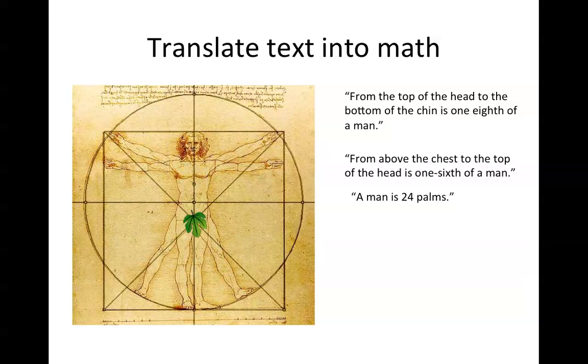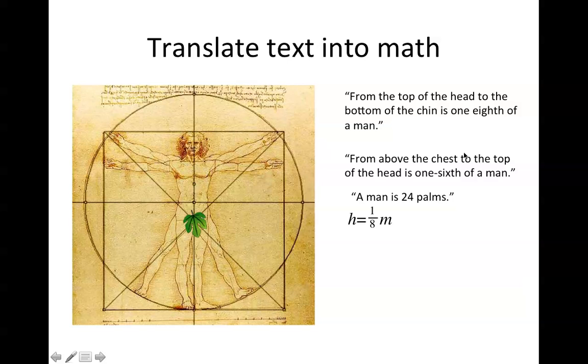Hi, it's Mr. Abear, and I want to talk to you about some ratios within the Vitruvian Man drawing. We've already seen that Leonardo discusses proportions in the Vitruvian Man with some words that we can translate into math. So when he says from the top of the head to the bottom of the chin is 1/8 of a man, we translate that to say that H, the head, is 1/8 of the height of the man.